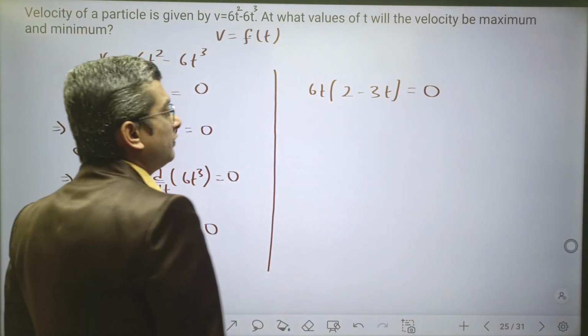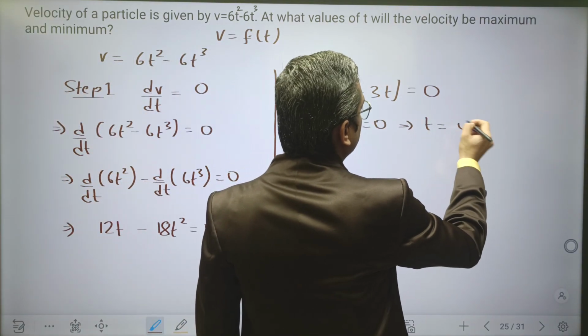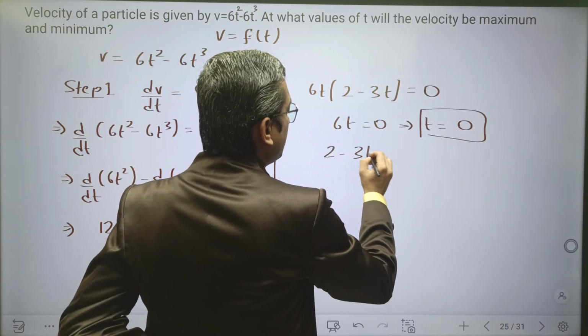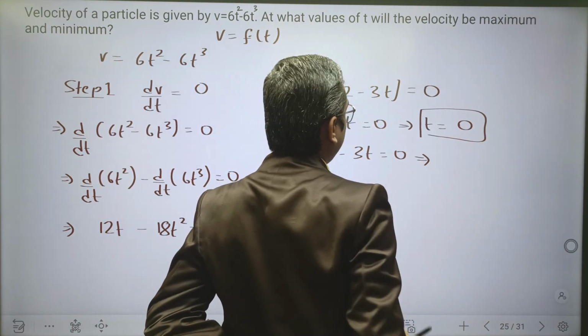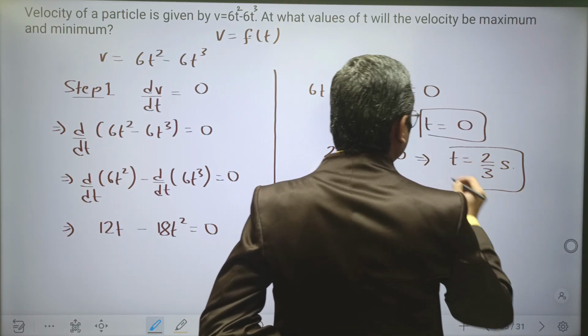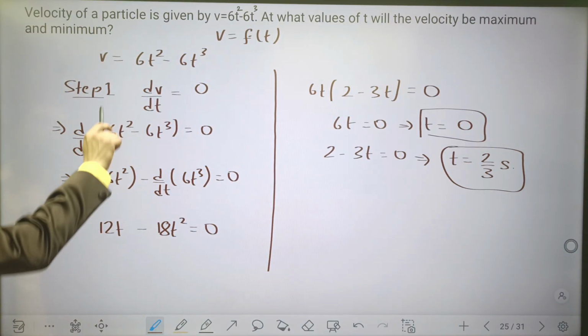So we will have two values, either 6t may be equal to 0, implies that t is equal to 0, the first value of time, and second is, or 2 minus 3t is equal to 0, implies that t is equal to 2 by 3 seconds. So this is the second value. So these are the two values for which the slope of this VT curve will be 0.